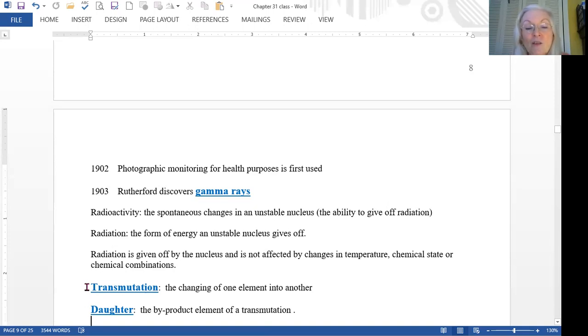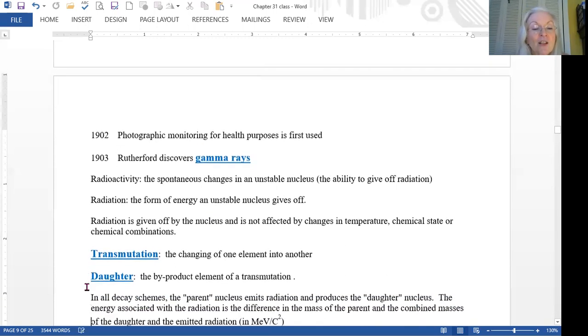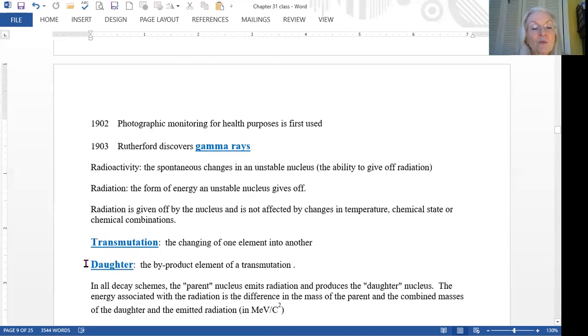Transmutation is the changing of one element into another. So when a radioactive element is changed, it's undergone transmutation. And in fact, when it changes, the byproduct that's produced is referred to as the daughter.